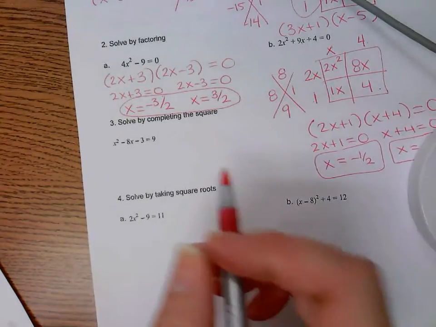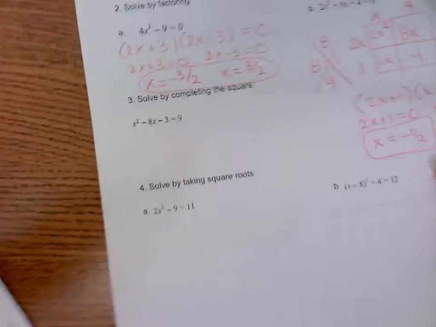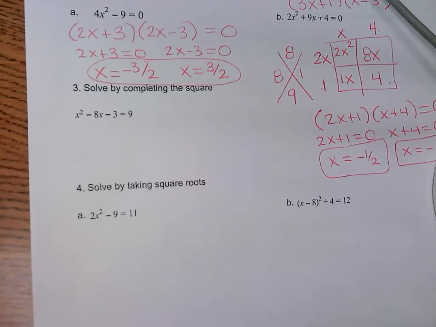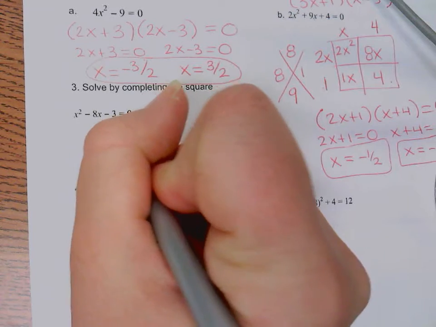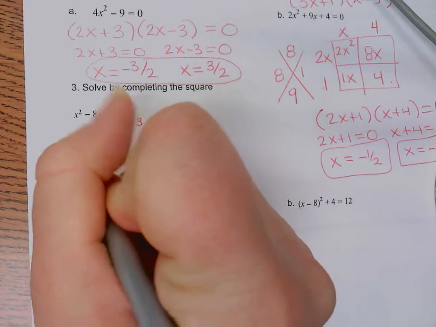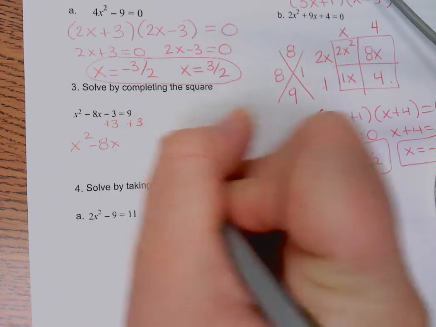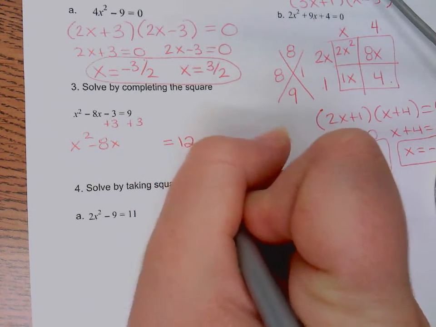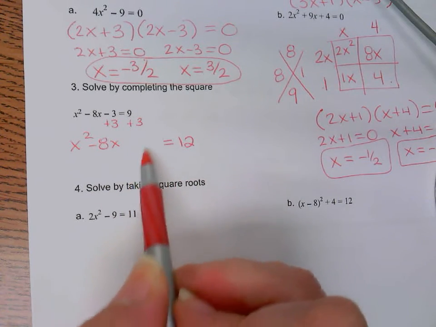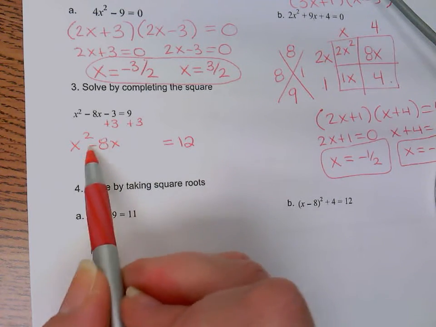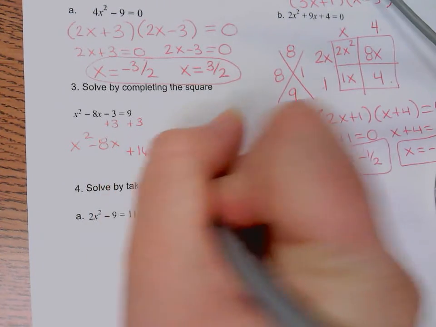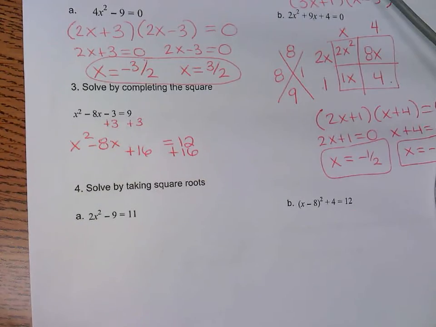What about completing the square? So to complete the square, we need to get all of our C value term on the right-hand side. So I would start by adding 3 to both sides of the equation. So I have x squared minus 8x equals 12. I need to figure out what to add in this position. So I cut this number in half, negative 4, and square it. So I'd have adding 16 on both sides of the equation.